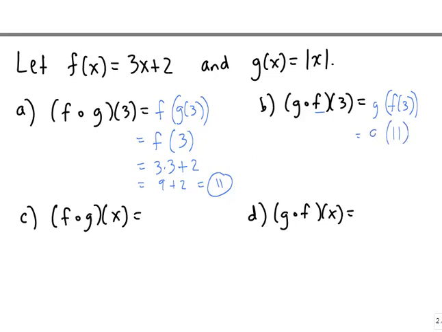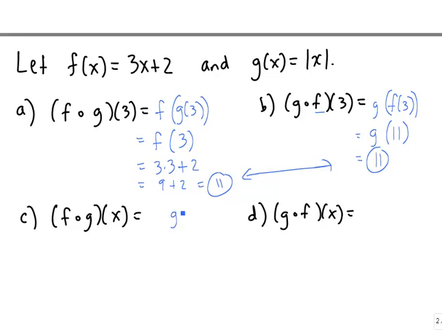That now gets plugged into g, and the absolute value of 11 stays 11. So in this particular example, f composed with g at 3 was equal to g composed with f at 3. So we did get the same answer in both directions. That's not always going to happen. Okay, now let's do it for f of g of x and g of f of x.